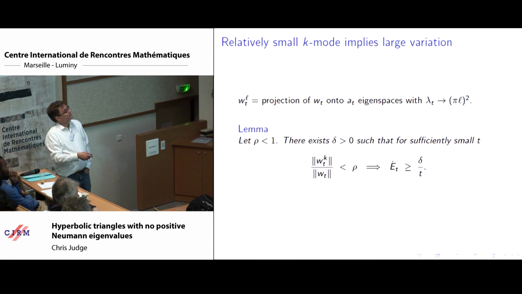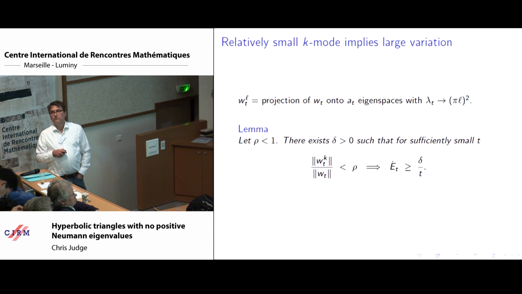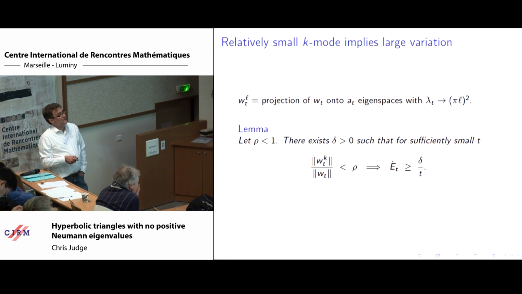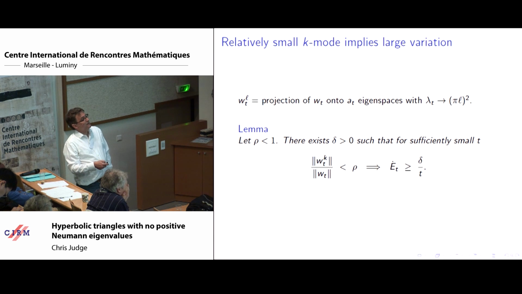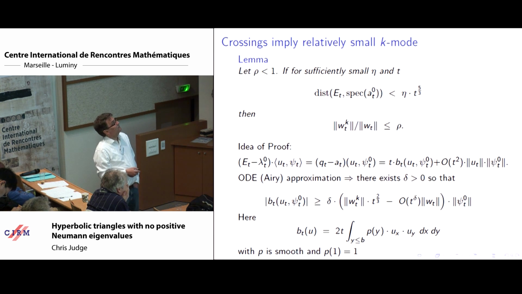And if you can show that that kth mode relative to the entire quasi-mode is small, this is just part of this, right? If that's small, then you can show that E dot is like 1 over t, which is driving it down very fast. Of course, this doesn't necessarily always happen, but we can make it happen by noticing the following.